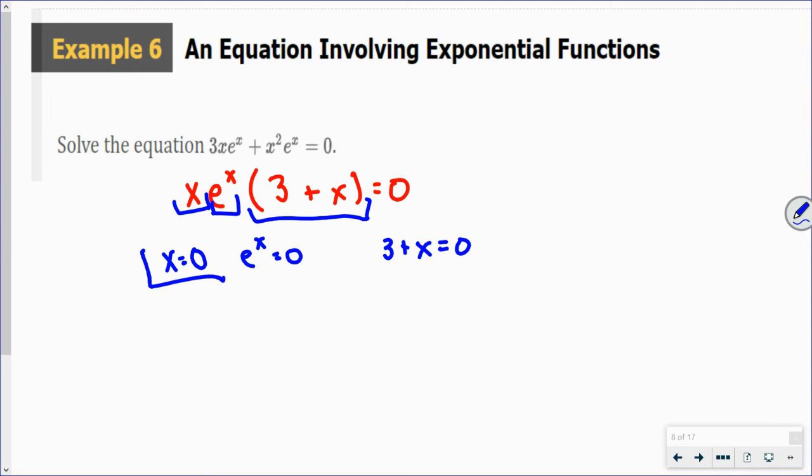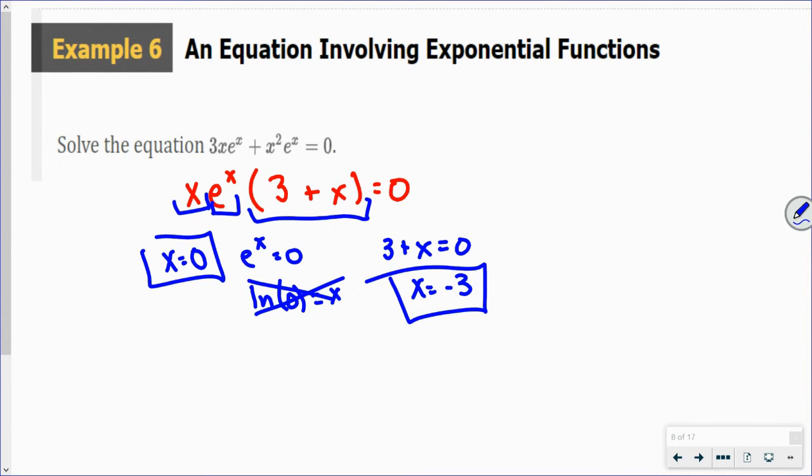Well, this one's already solved. This one I need to rewrite as logarithmic. E is my base, so I have ln of 0 equals x. And remember, it can't be 0 or less, so this actually produces no solution. And then here we would subtract 3, so x equals negative 3 for my solution there. And then when I plug this in, each one of these x's would get one of those, and I could check my solution.